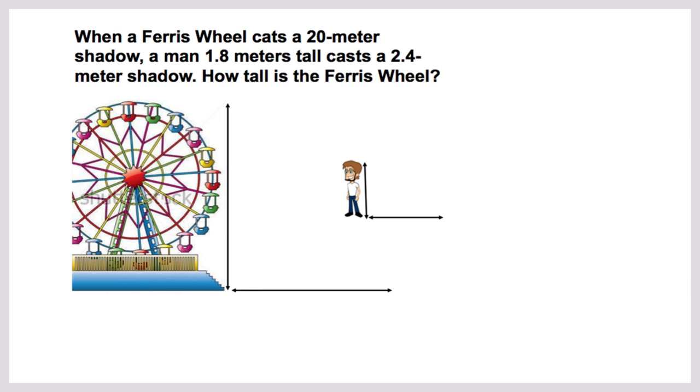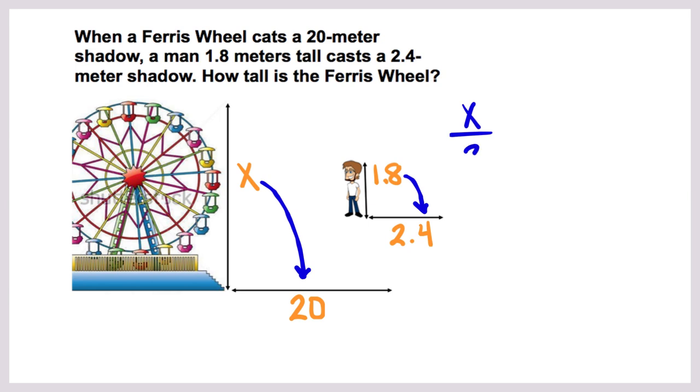Okay, so a Ferris wheel casts a 20-meter shadow. So there's my 20-meter shadow. A man who is 1.8 meters tall casts a 2.4-meter shadow. So all I've done is labeled my pictures. And we're trying to figure out how tall the Ferris wheel is. It's like the last one, the heights go on top of the shadows. So x over 20, 1.8 over 2.4.